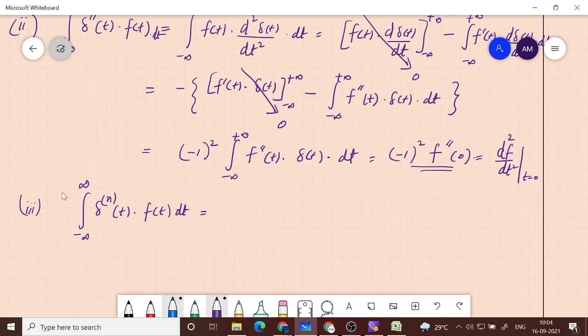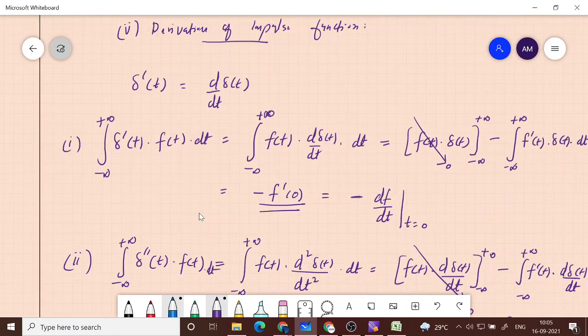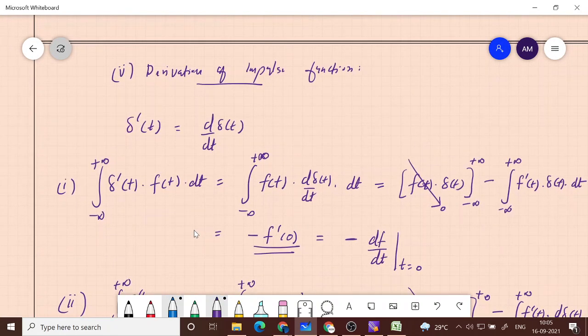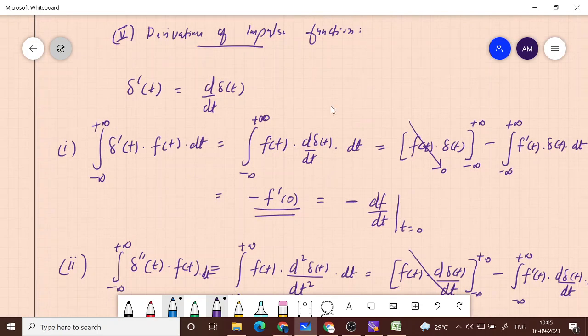This will be equal to, we are generalizing, okay, we showed it for the first derivative and second derivative of the impulse function. Now we are showing it for the nth derivative. It will be minus 1 raised to n, minus 1 raised to n f nth derivative of 0. Clear? So this is yet another property of the impulse function. So we have seen many properties of the impulse function.